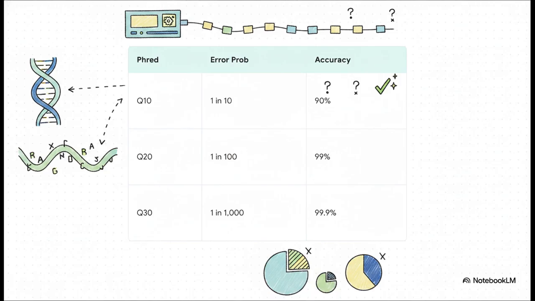A score of Q10 means there's a 1 in 10 chance the letter is just flat out wrong. Q20 is a 1 in 100 chance. But what we really want to see are scores of Q30. That means there's only a 1 in 1,000 chance of an error, which gives us a fantastic 99.9% accuracy.